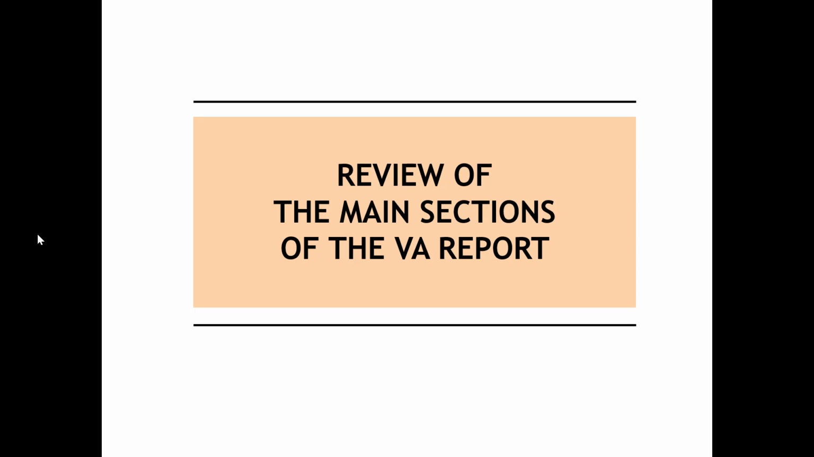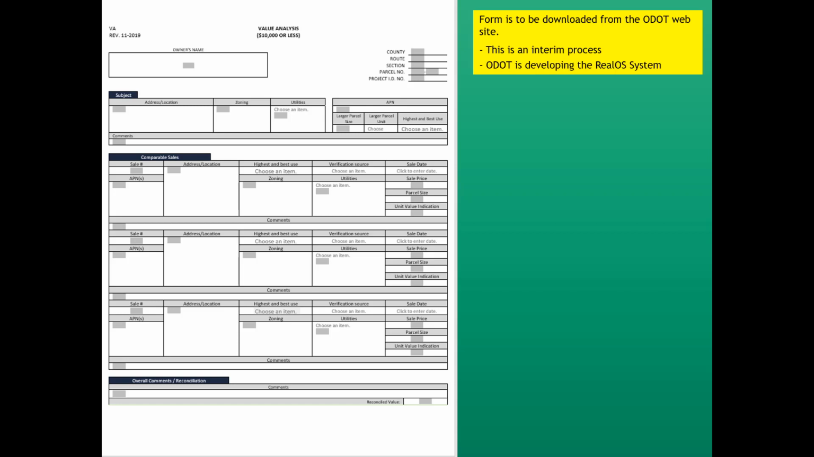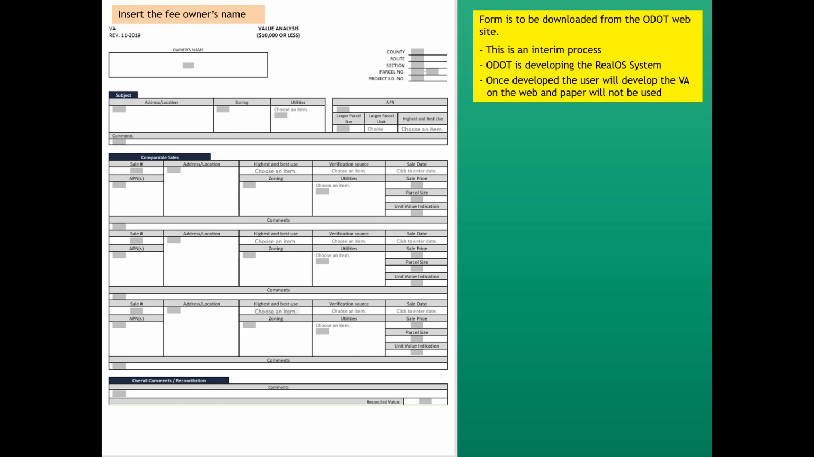Next, we're going to talk about review of the main sections of the VA report. What we're looking at now is the first page of the value analysis report. The form can be downloaded from the ODOT website. Right now, this is an interim process. ODOT is developing something called the Real OS system. And once developed, the user will develop the VA on the web and paper will not be used.